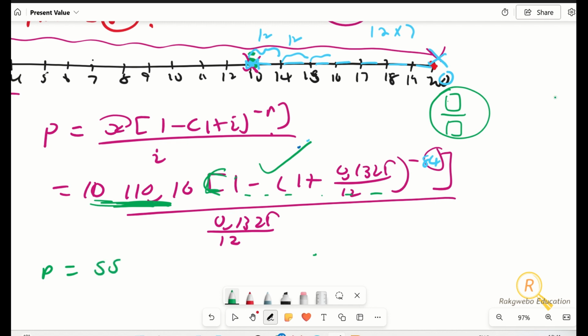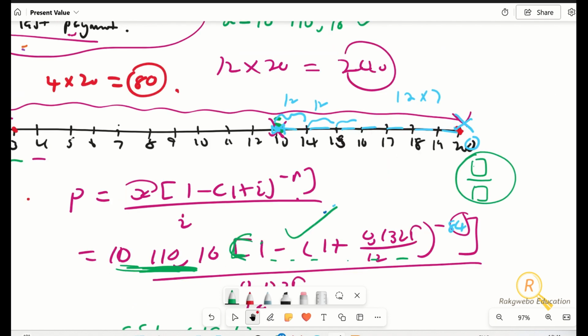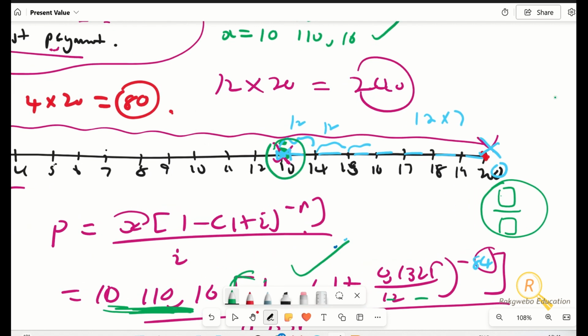This gives us a value of 551,619.13. So this value is the amount this guy needs to pay after 13 years in order for him to just cancel the loan and stop paying installments. So yeah, that's what it is.